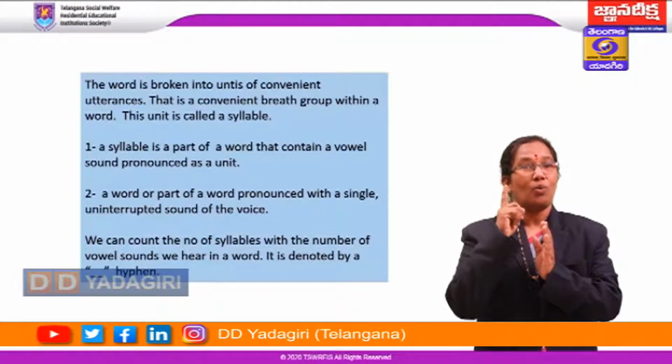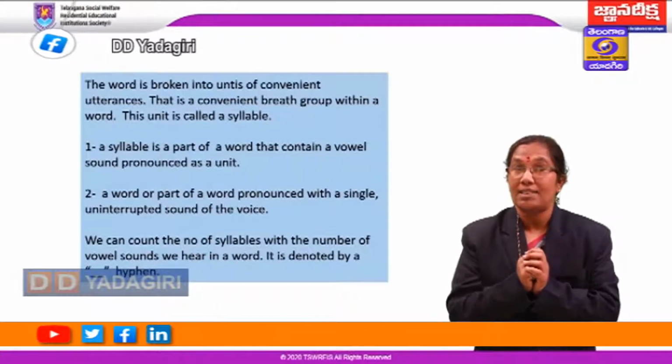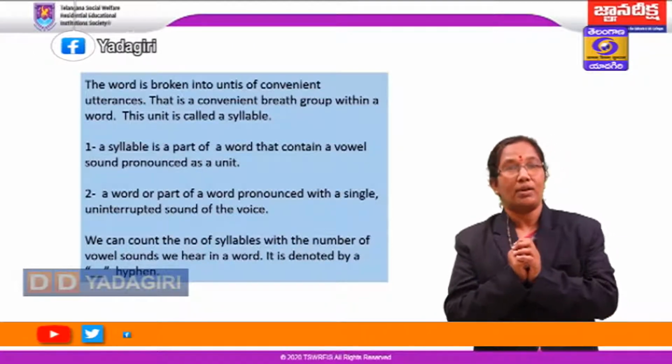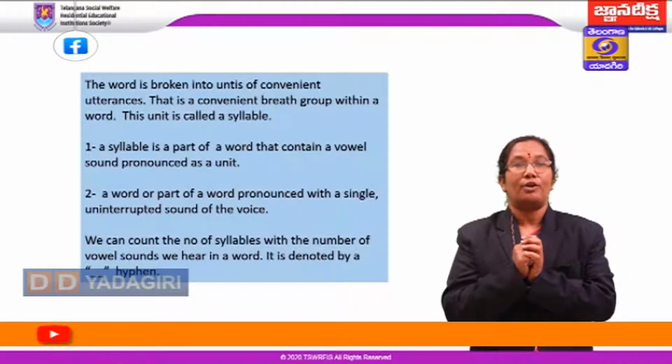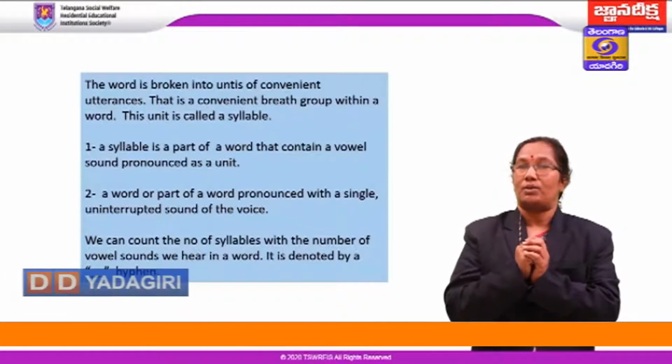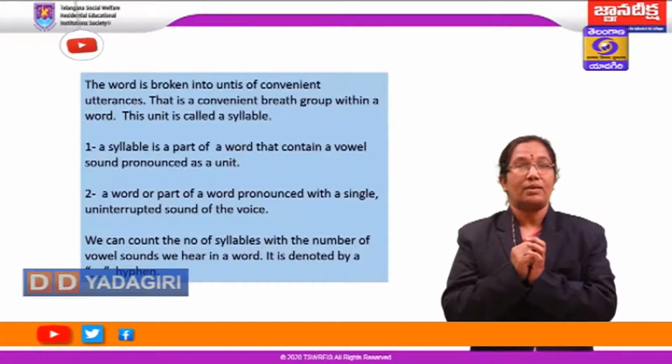Seventh word, can you identify? Word. Word has only 1 syllable. And what about the last word? Syllable. Here, in the 8th word, you have 3 vowel sounds. So, it is called 3 syllables.